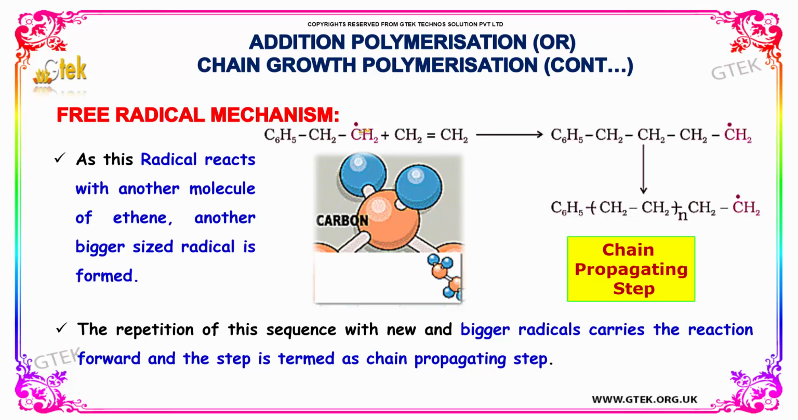This free radical reacts with this molecule of ethene to form a bigger chain. This is known as the chain propagating step, as n molecules of this big compound is formed. The repetition of this sequence with new and bigger radicals carries the reaction forward, and the step is termed as chain propagating step.